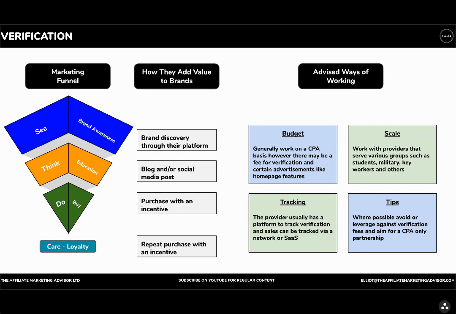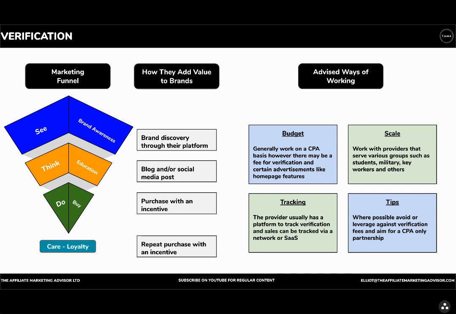Some partners may charge an integration fee or a verification fee. My advice is to try and never pay those and to leverage against that. Get a few quotes from a few different providers, and they should be able to offer everything on a CPA basis, as far as I'm concerned, or that's certainly my experience. But it really depends on the size of the brand. Larger brands have more leverage.